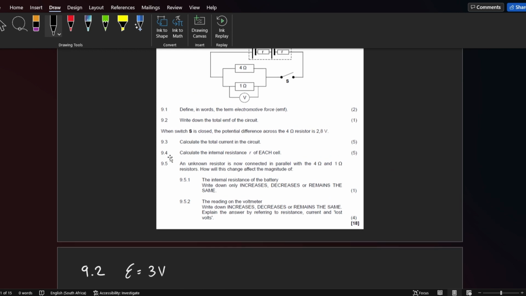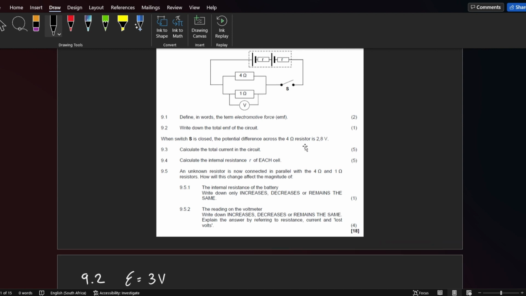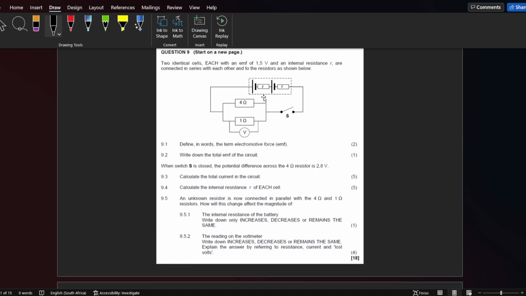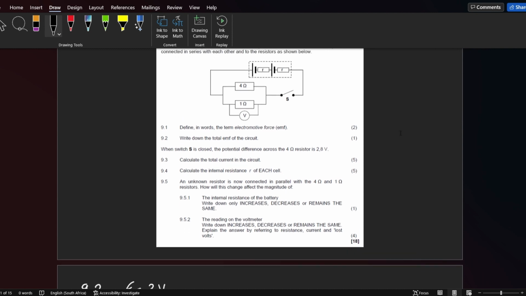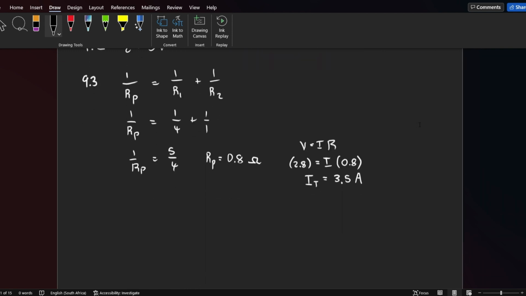Okay, question 9.4, calculate the internal resistance R of each cell. So they don't want the combined internal resistance, they want the individual internal resistance. And for this, we can simply use our EMF equation. Why? Because that is the only formula essentially which takes into account both external resistance and internal resistance.